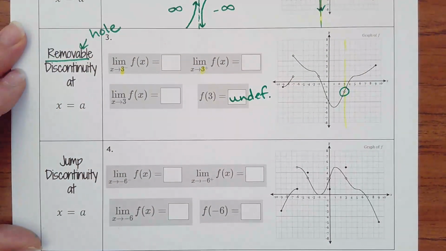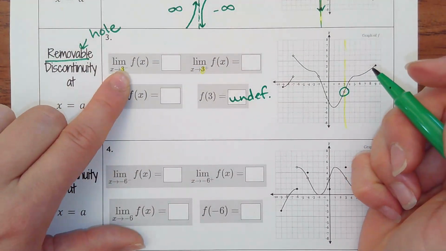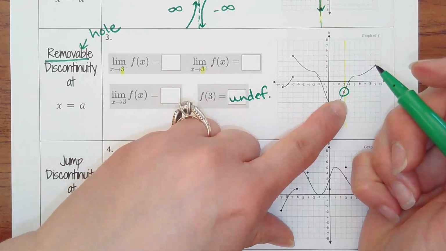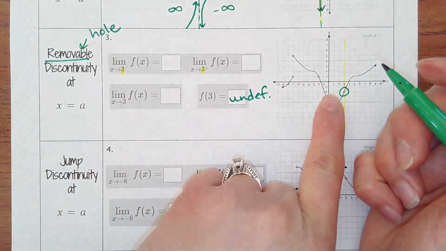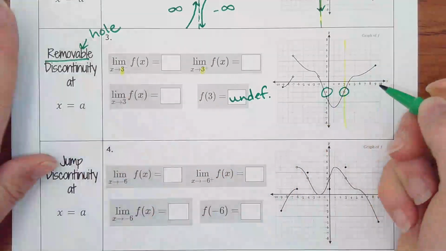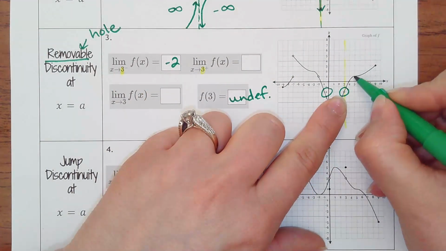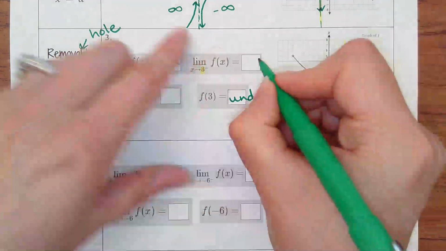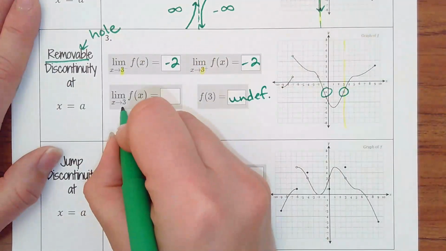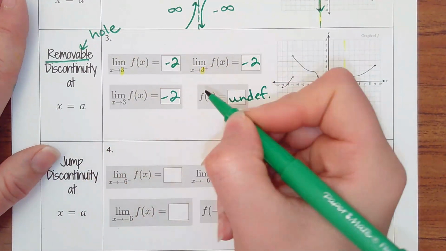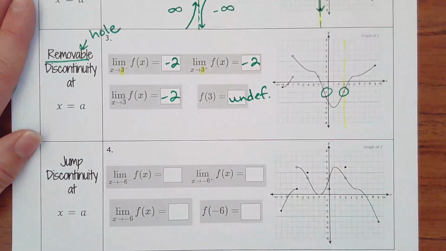When we approach 3 from the left, coming from this way, even though there's a hole, the limit exists, and that is a y value of -2. Coming to 3 from the right, y is also -2. That means the overall limit exists, since the left and the right match, and that would be your answer.